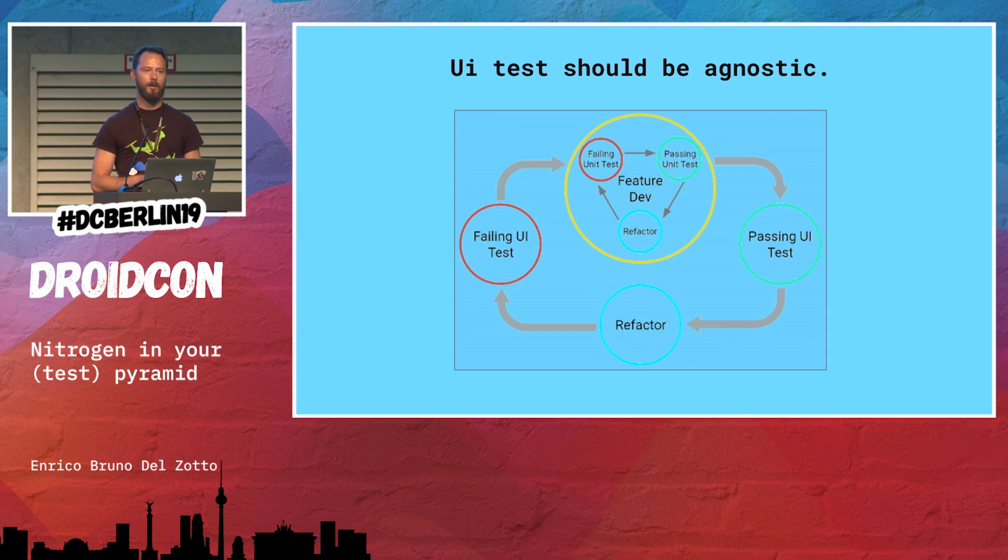After that, you start the refactor, and because of some issues, you can expect that your UI test is failing. So in the second phase, you concentrate on refactoring the business logic, and as soon as the business logic is refactored, you run the UI test again, and you will have the green light. This is why I always say that the UI test should be agnostic.